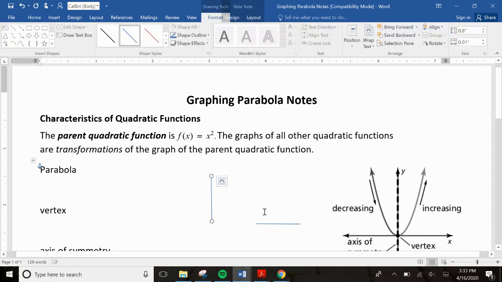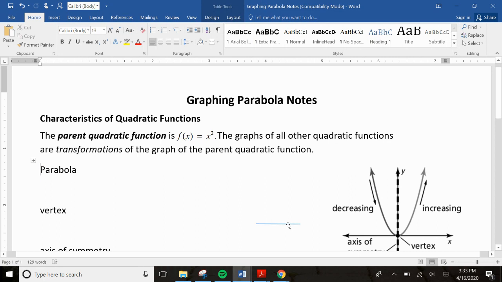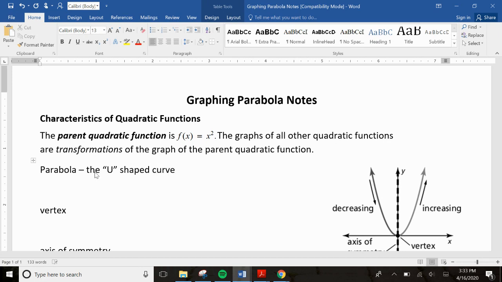So let's actually go ahead and define what a parabola is. We've talked about it, we've looked at their graphs before, but formally it's considered to be the U-shaped curve graph of a quadratic function.